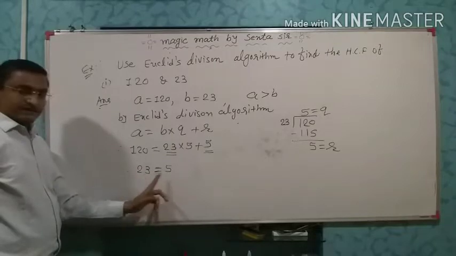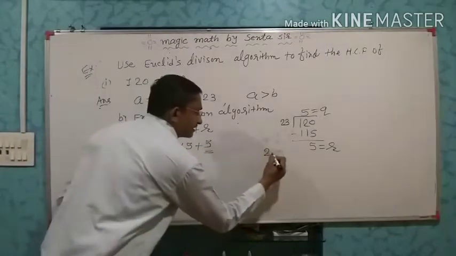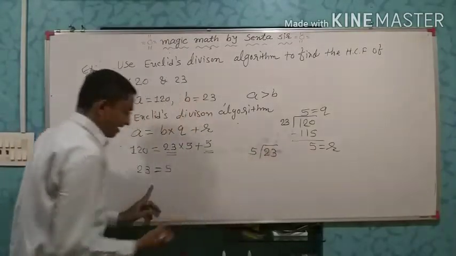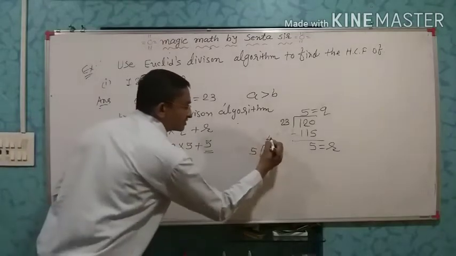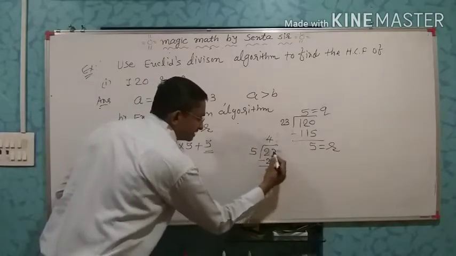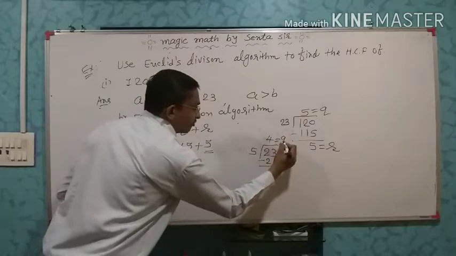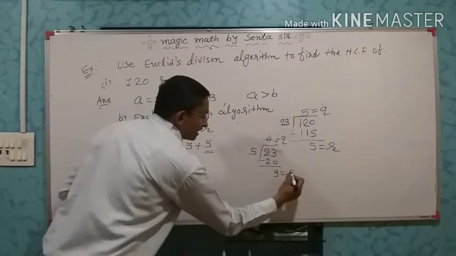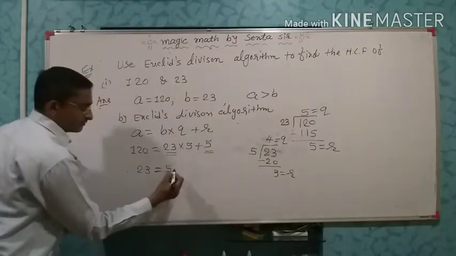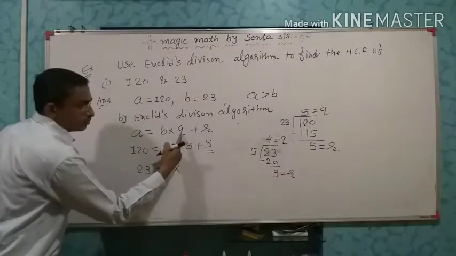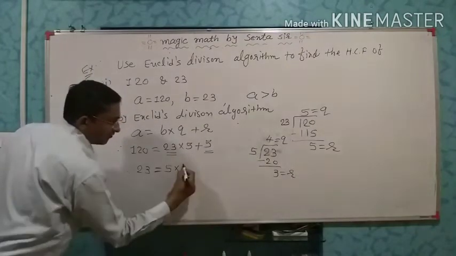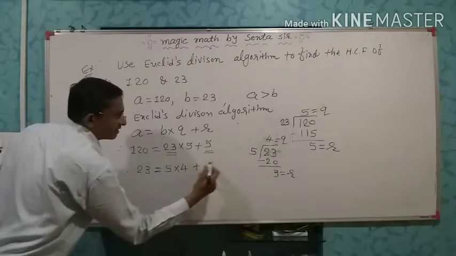Now we divide these two numbers. 23 divided by 5. 5 fours are 20. It is very easy. 3 is remainder. Quotient Q is equal to 4 and remainder R is equal to 3. Into quotient की वैल्यू क्या है? 4 plus remainder 3.